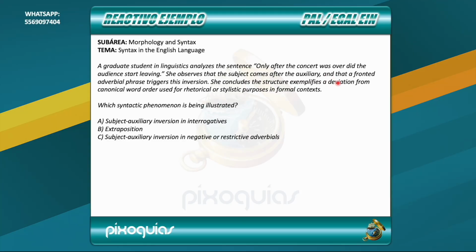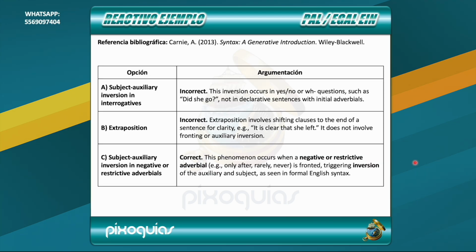exemplifies a deviation from canonical word order used for rhetorical or stylistic purposes in formal context. Which syntactic phenomenon is being illustrated? A. Subject-auxiliary inversion in interrogatives. B. Extraposition. Or C. Subject-auxiliary inversion in negative or restrictive adverbials.